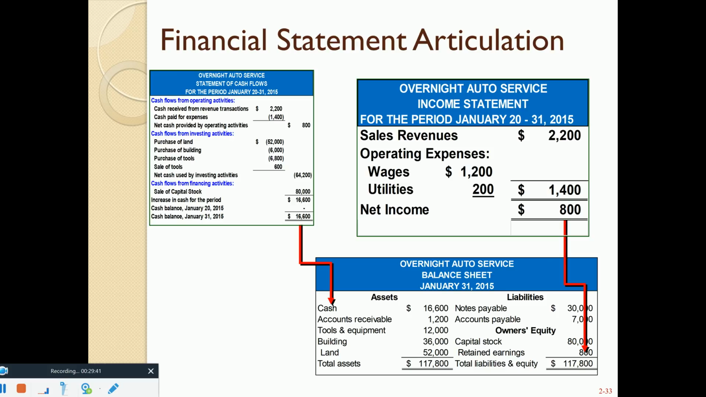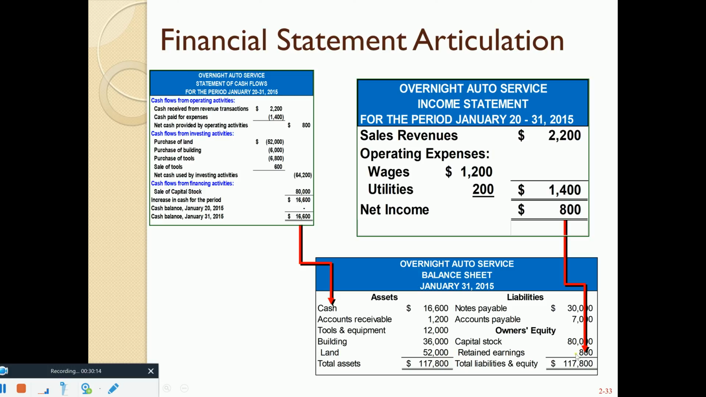This next slide is really good because it shows you that all of these financial statements that we put together are connected. You can see the income statement. What did we have? We had the revenues minus the expenses gives you net income. Well, the net income is ultimately going to increase or decrease the retained earnings directly. Since this is a brand new company, the net income equals the retained earnings.